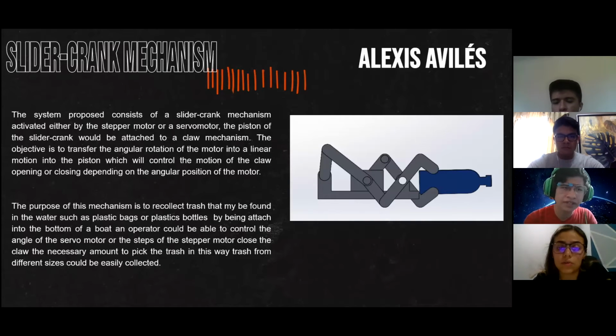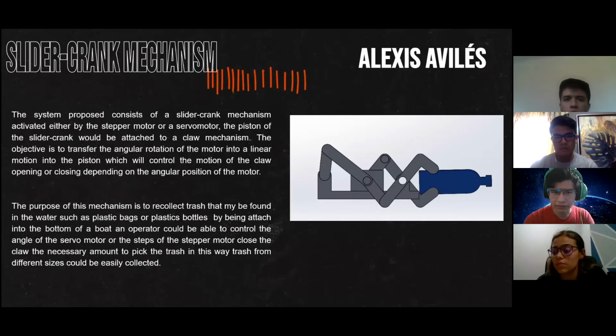The mechanism will be able to pull the garbage due to its angular movement that becomes linear when it's in operation. Now we have another slider crank mechanism with a claw mechanism attached to the slider, or the piston, of the slider crank. The main purpose of this mechanism is to collect the trash that may be found in the water, like in the river or in the sea, by an operator controlling a stepper motor or a servo motor that will activate the slider crank mechanism, which eventually would control the opening and the closing of this claw.